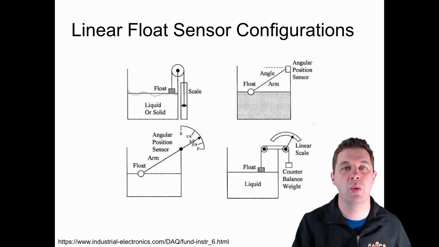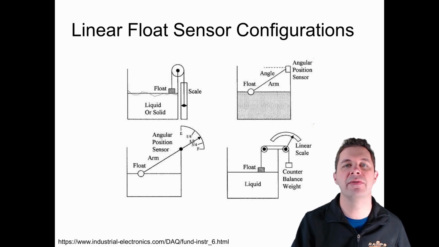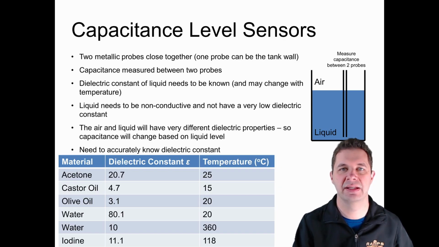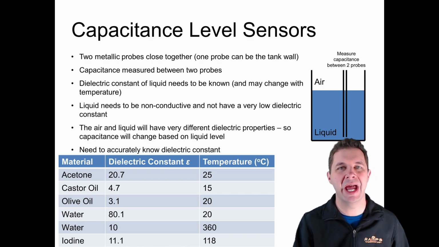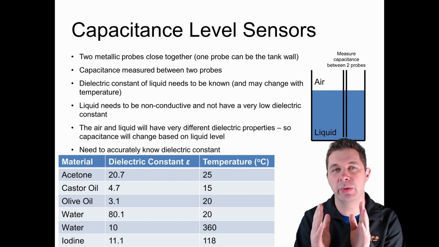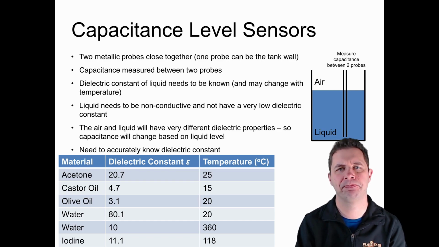Now, float switches can be quite robust because you've basically got this mechanical thing sitting on top of the liquid, and they can be sealed so your electronics is kept safe. Our next type of sensor is a capacitance level sensor. And basically in our capacitance level sensor, we want to measure the change in capacitance between two bits of metal. We know classically in a capacitor, we're trying to store an electric charge between two bits of metal with a material which we call a dielectric in between them.